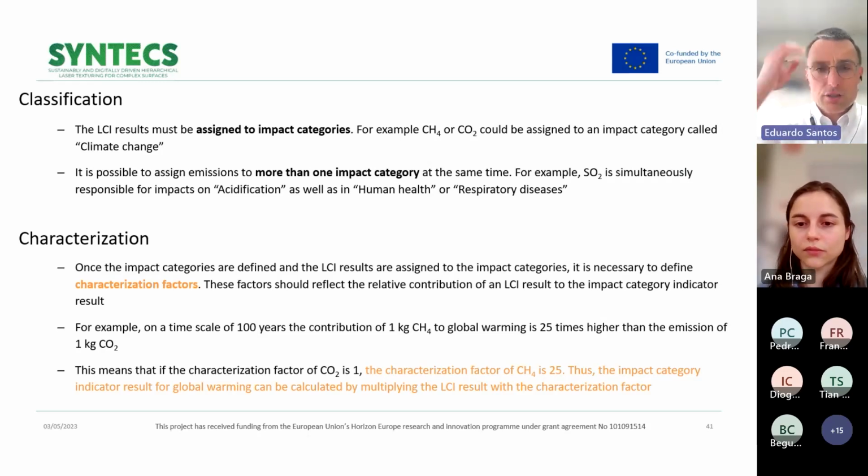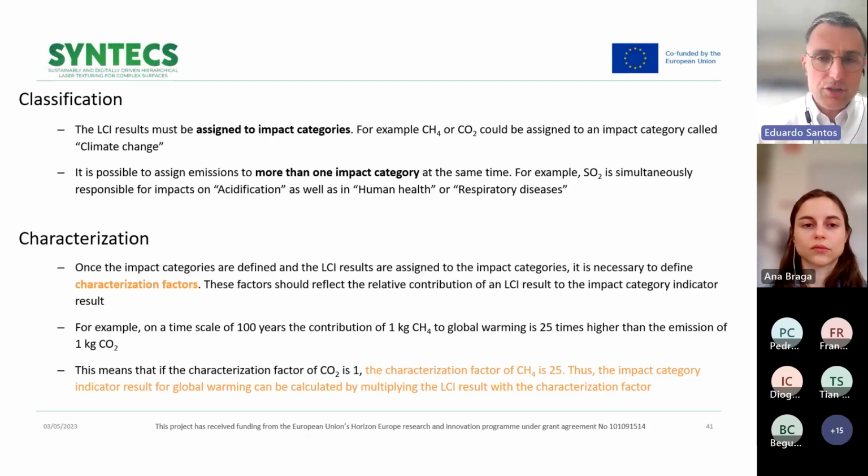So basically, for classification, we have to assign the impact categories. For instance, if we have emissions of methane or CO2, they can be assigned to an impact category that is called climate change. That would be done as a classification. We would set up a climate change impact category, and we would assign the amounts of CH4 and CO2 emissions to that impact category.